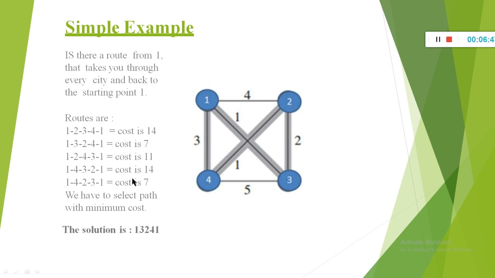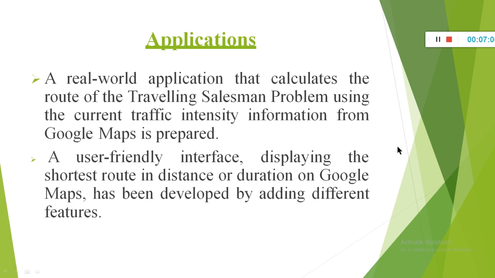These are the different paths, and the solution is 1 3 2 4 1. The cost of the path is 7. This is the way we solve the traveling salesman problem using the dynamic programming technique. So now, what is the use of this? Where are we using the traveling salesman problem with the dynamic programming technique?